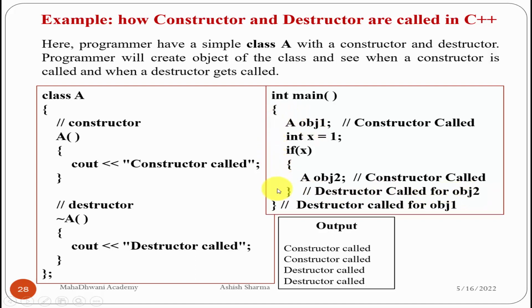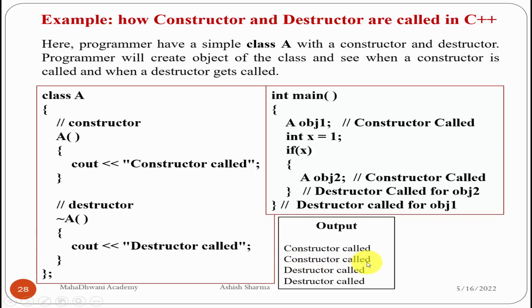Whenever you close the main body, whenever you complete the main function, the destructor is called for object 1. Why? Because now inside the main body object 1 will be over, just as inside the if block object 2 was over. So here the destructor is called for object 1. You should remember this point: an object is destroyed when it finishes its scope.